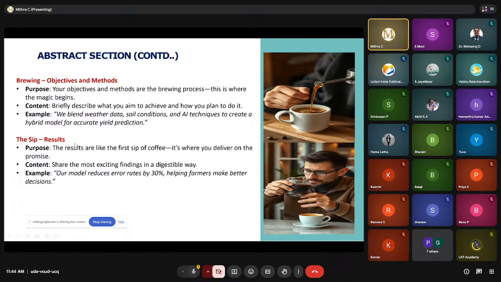Next, the fourth one is the sip. Once the coffee is ready, we will take a sip of the coffee, right? That will tell you whether the coffee is perfectly blended or not. Similarly, our results should show how well the research that we have performed did. For example, our model reduces the error rate by 30%, which helps the farmers make better decisions. In that way, your results have to be showcased.